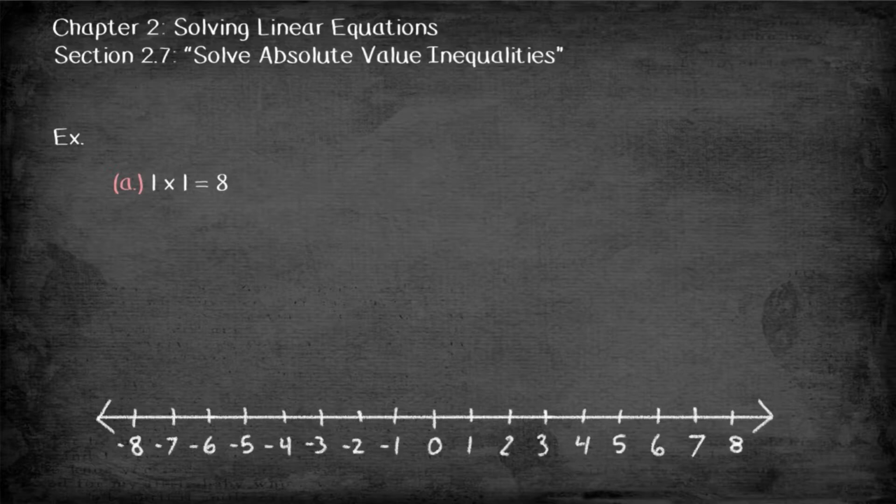So we're going to beat this point to death a little bit. Absolute value of x equals 8. Either x is equal to 8 or it's equal to negative 8. Those are the only two possibilities.